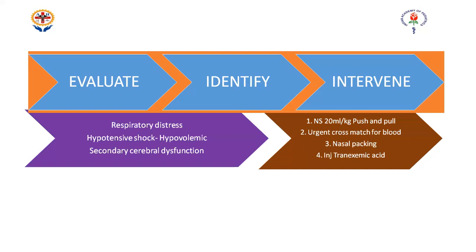So this child has respiratory distress, could be some aspiration, or could be some shock-related metabolic acidosis. I don't know that. And hypotension is there, definitely hypovolemic shock is there, and the child is lethargic most likely because of this hypotensive shock-related secondary cerebral dysfunction. So that is what my primary assessment findings were. And the management, as you told, it's correct. And as you give push and pull, meanwhile arrange the blood. Don't forget arranging blood.